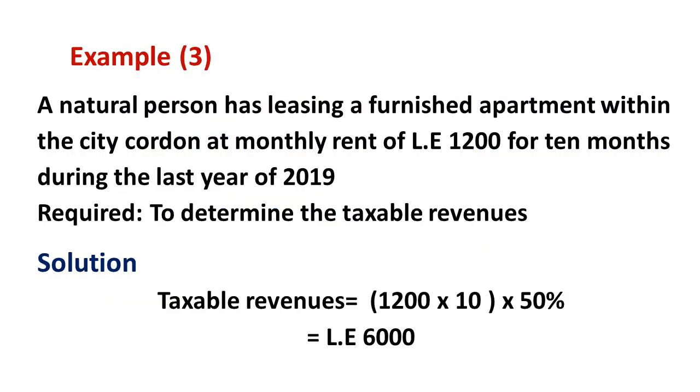A natural person leased a furnished apartment within the city cordon at a monthly rent of 1,200 for 10 months during the last year of 2019. To determine the taxable revenue, the solution: taxable revenue equals 1,200 multiplied by 10 months during the year multiplied by 50% equals 6,000 Egyptian pounds.